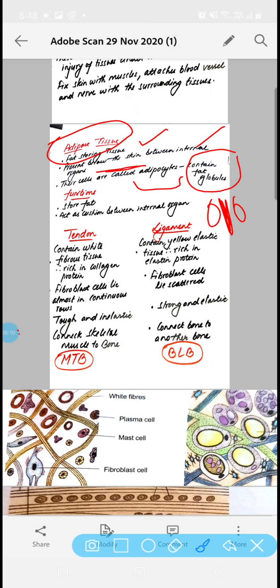Now the next type of connective tissue is tendon and ligaments.